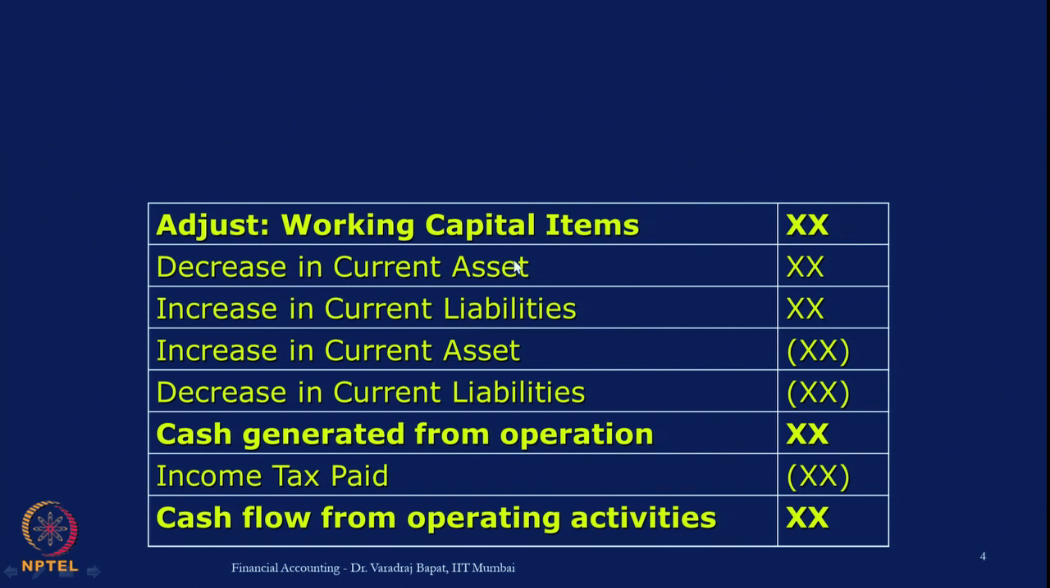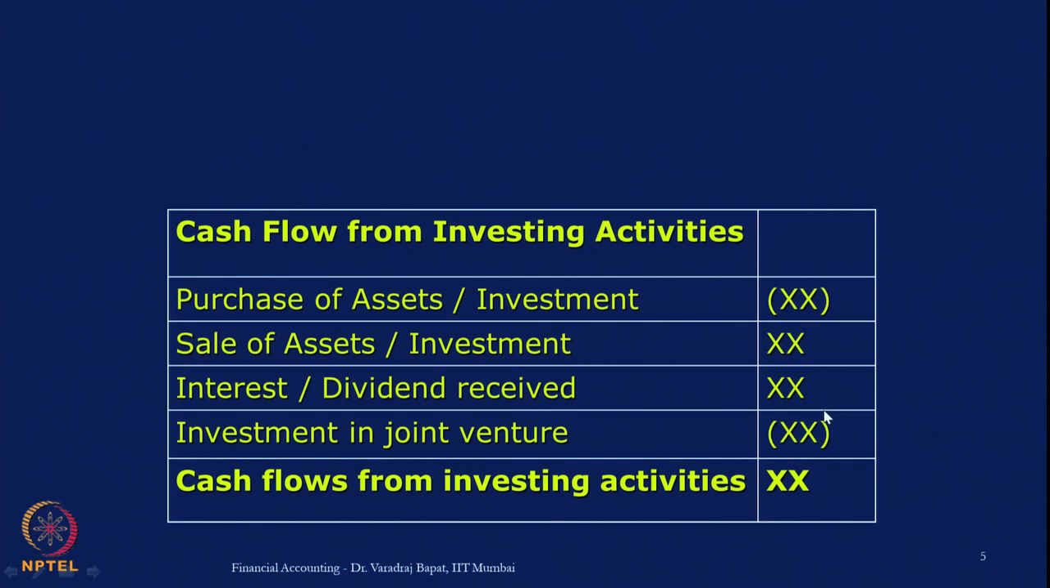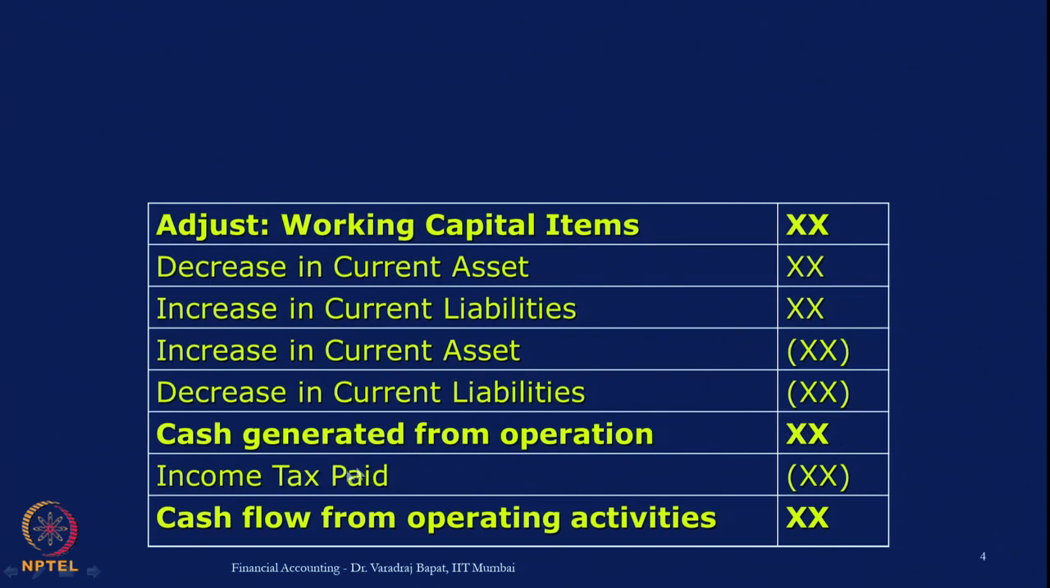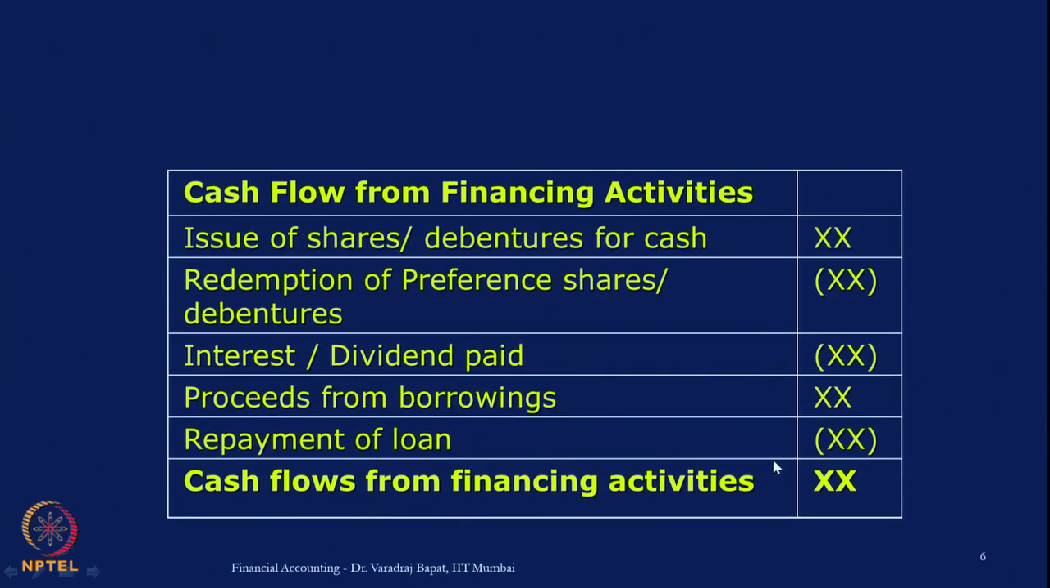So, any decrease in current asset or increase in current liability is added, and the reverse, that is increase in current assets. See, cash is also a current asset, so it is in competition with other current assets. If other current assets go up, the cash falls. That's why increase in current asset is reduced. If there is a decrease in current liability, then the cash falls. So, cash and current liabilities go together. Any increase in current liability, you can see here, is leading to increase in cash, decrease in current liability reduces our cash. Now, these items will be adjusted and you get cash generated from operations.